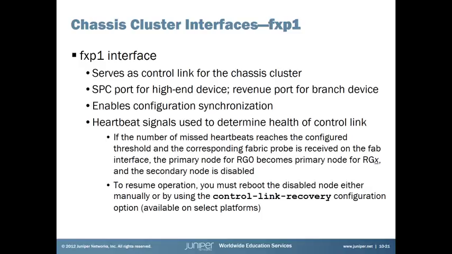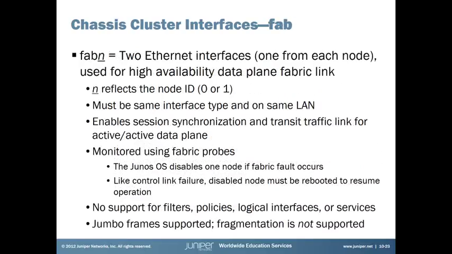Primary node, the RG0 becomes a primary node, and the secondary node is disabled. To resume the operation, we must reboot the disabled node, either manually or by using the control link recovery configuration. Okay, so we have this other interface, which is a FAB-N interface.